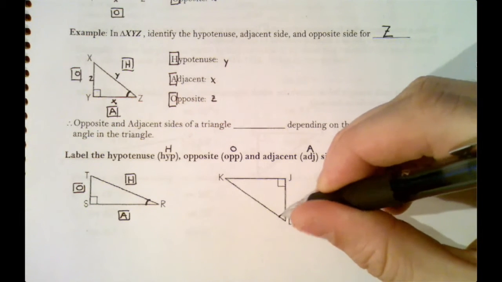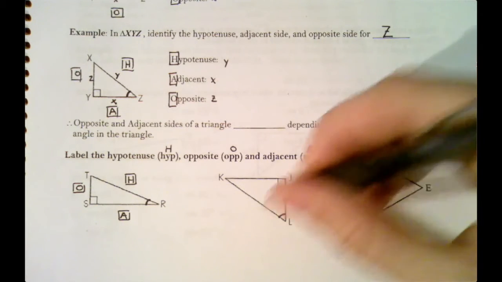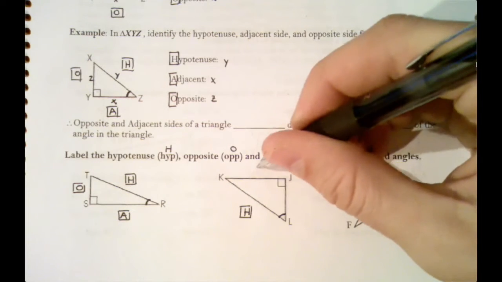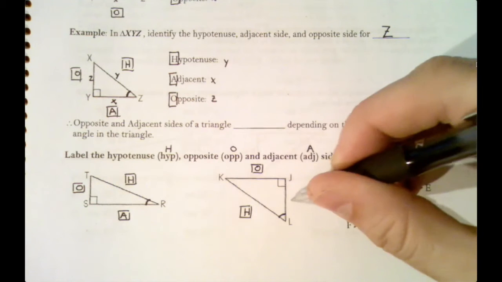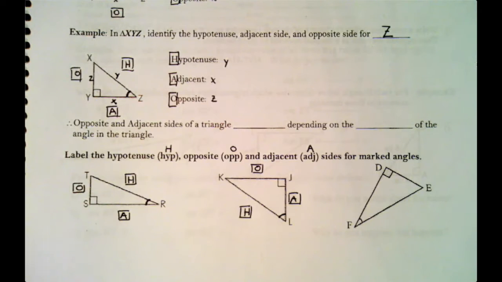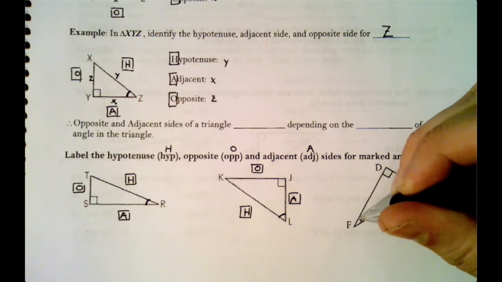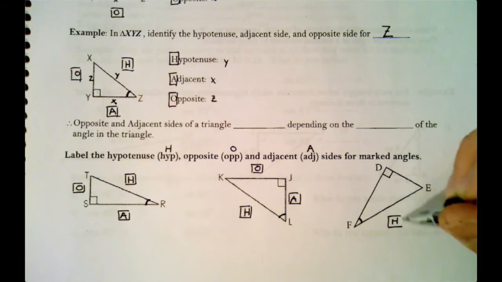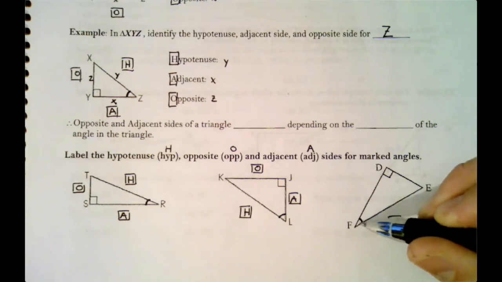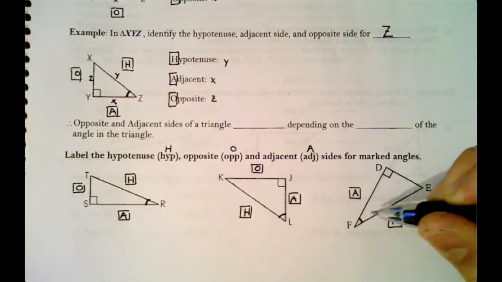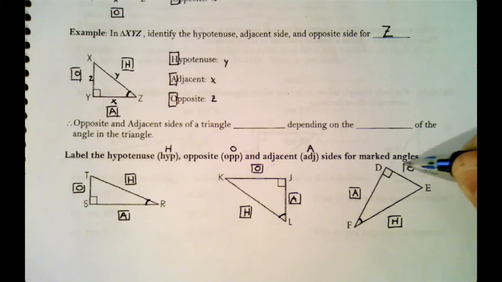This one we're labeling from L. Across from the 90 would be H. Across from L would be opposite, which leaves this side as the adjacent, and this side is the one touching the angle, so we're good. If we want to label from F, let's do it with H first. H is across from the 90. A is the side touching the angle. Well, we've got two sides touching the angle, but this side's already H, so this side is A, which leaves O across from the angle. And there we go, H, A, and O.